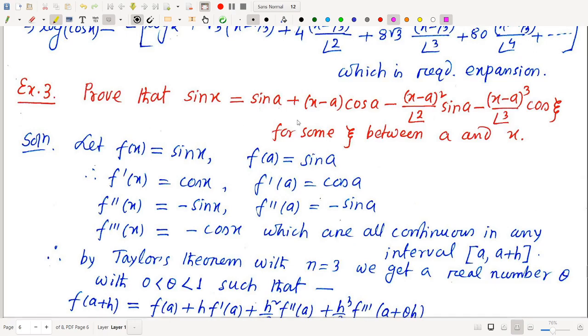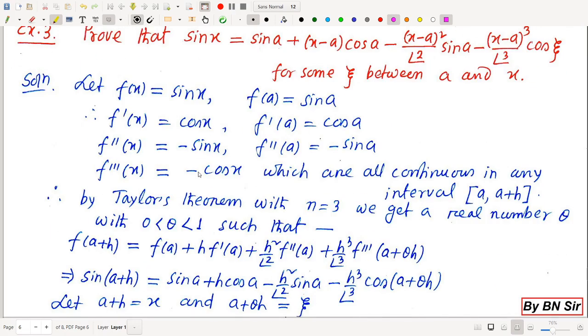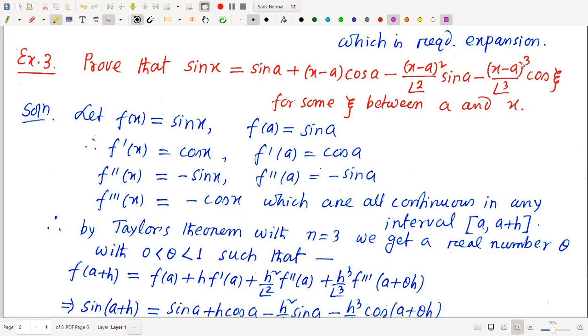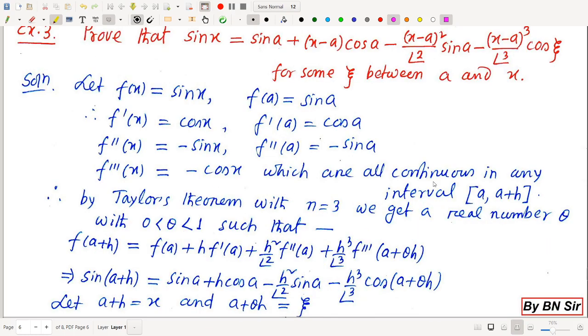So here f(x) is sin x, f(a) is sin a, f'(x) is cos x, f'(a) is cos a, f''(x) is minus sin x, f''(a) is minus sin a, f'''(x) is minus cos x. And up to the third derivative we have written, because here it is only third degree terms, which are all continuous in any interval [a, a+h]. Sin and cos trigonometric functions are continuous everywhere.